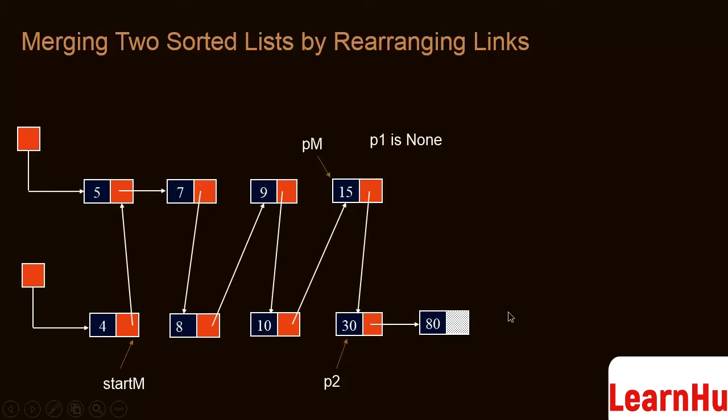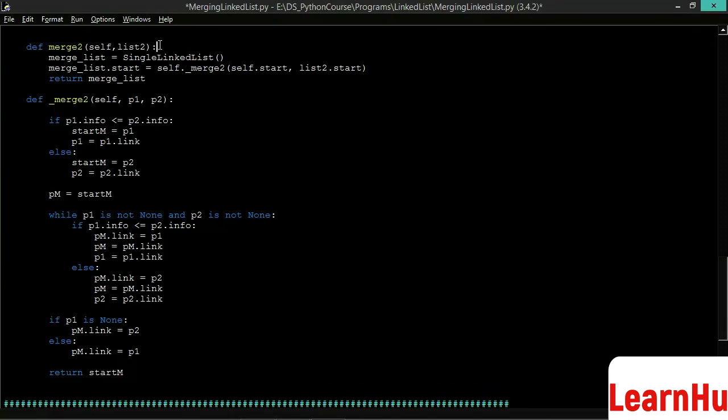Now let's see the code for this. This method merge2 will merge a sorted list with this sorted list that is sent as an argument. Here we allocate a new single linked list instance object, and in this method merge2 we'll create the merge list by rearranging links. So now let's see this method merge2. References P1 and P2 refer to first nodes of the sorted lists that are to be merged. Start M will refer to the first node of the merged list and it is returned from this method.